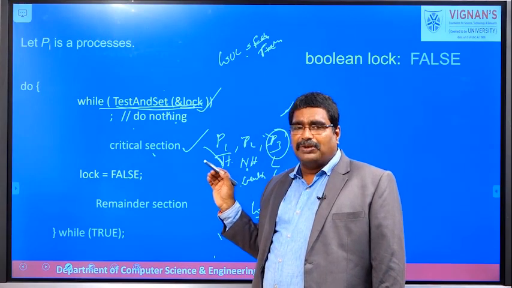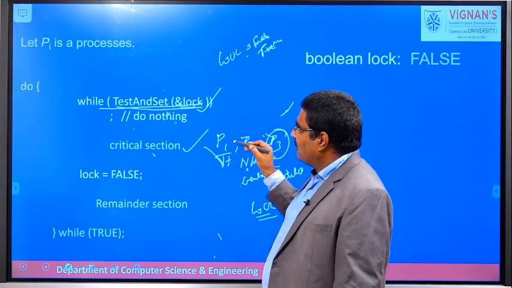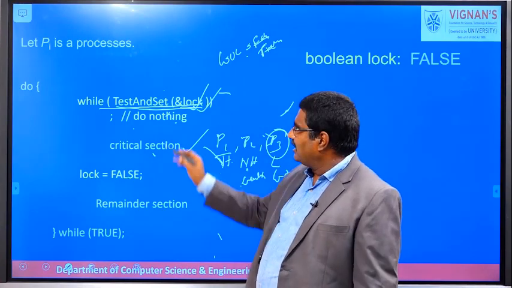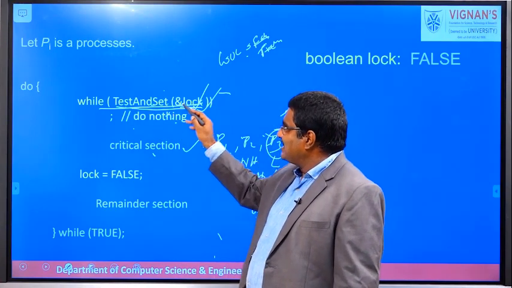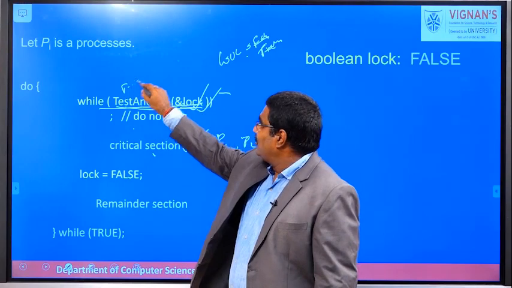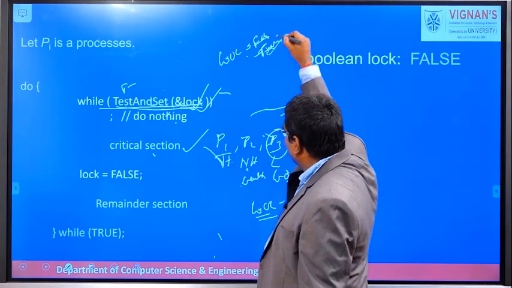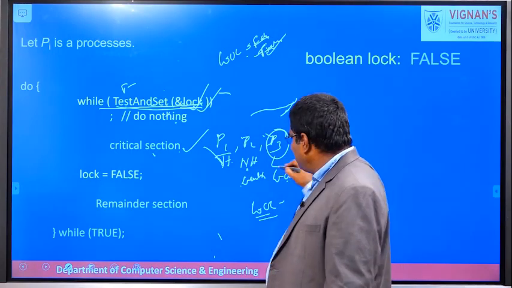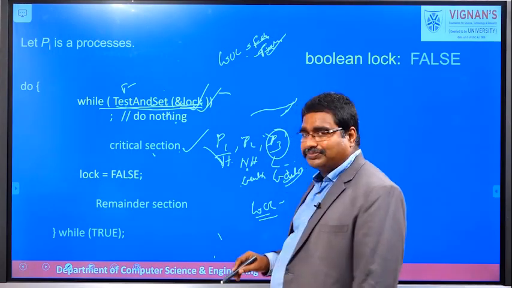But we are assuming that P2 is the highest priority process. For that reason, P2 executes this statement first. So the P2 process's test and set returns the false value and lock is again assigned true. So P2 enters the critical section, and P3 is again only waiting.